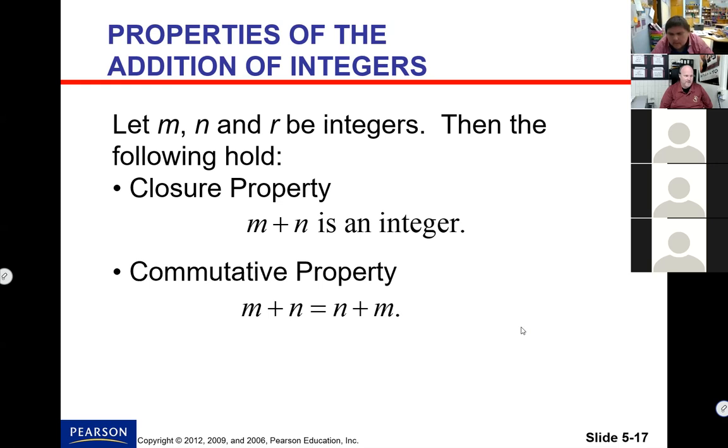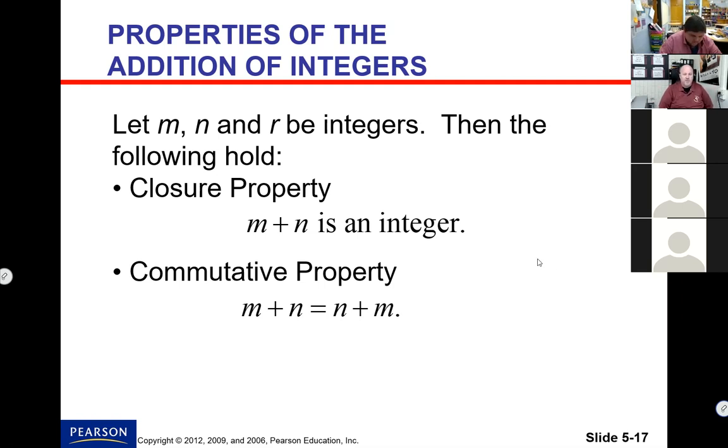Next property, commutative property. If you add two things together, it's the same as adding them together the opposite way. So for instance, if you had -7 plus -2, it's the same as -2 plus -7. That's the commutative property. We did that last week, but that was for whole numbers. Now we're doing it for integers. Now, by the way, do you think that applies to all the stuff we're going to do in the next few weeks? Yeah, all these properties apply.